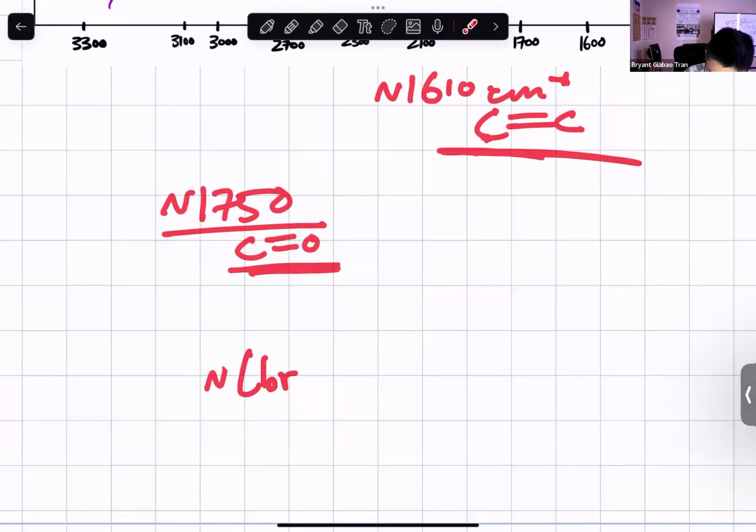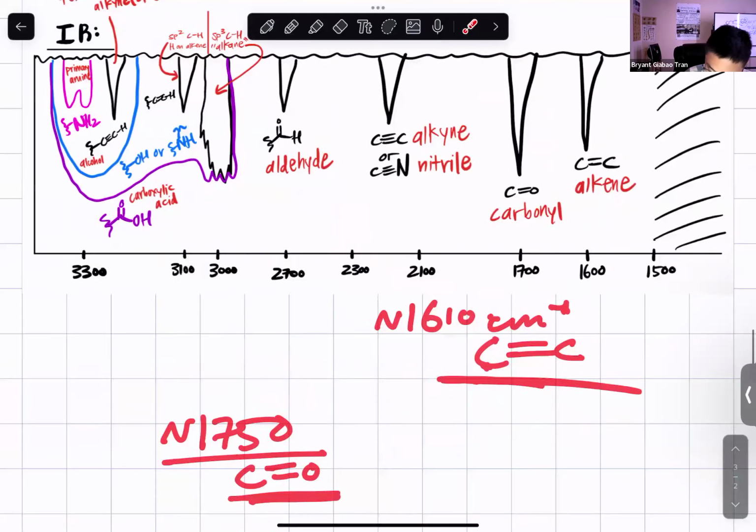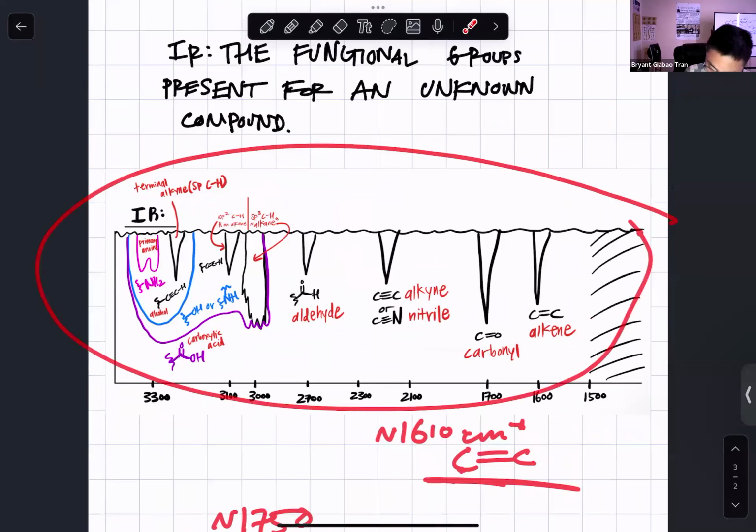Or you might even see a broad peak at around 3350, and if you see a broad peak right there, that's O-H, then it's most likely going to be an alcohol present. So a lot of this is just memorization, but you will be able to memorize this by doing a lot of practice problems related to IR, like what functional groups are present given this IR, or predicting molecules by using IR and NMR.